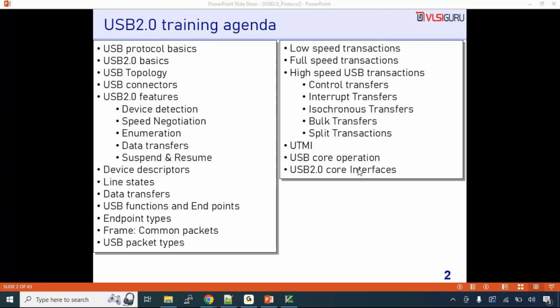I understand probably you didn't get much of it because we haven't gone into it. I just read through the USB 2.0 protocol training agenda. As we go into the protocol, you will get a better understanding of what we are talking about.